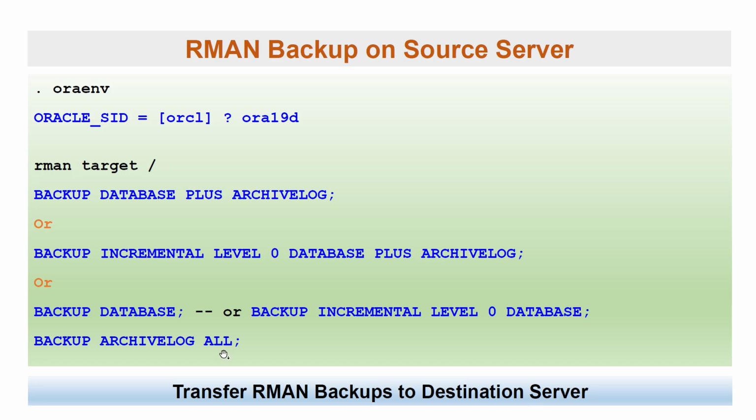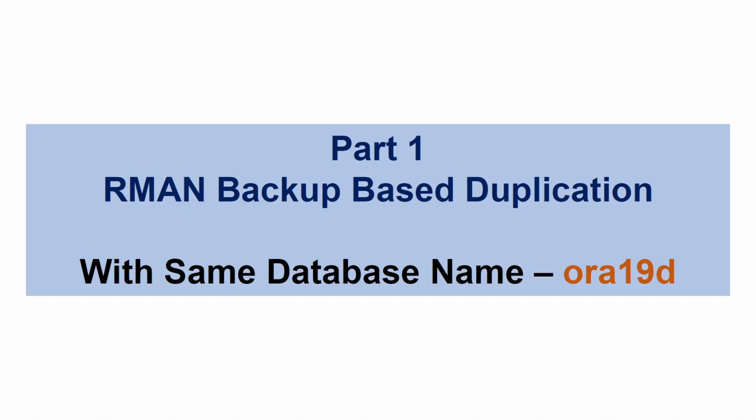Now, let me repeat. If you already have the RMAN backups, you can use those. If you don't have the RMAN backups, you can use these commands or a combination of these commands to take the backup. Once the backups have been taken, transfer those backups to the destination server. Once that is done, you are free to log off from the source server. The next steps we will be performing on the destination server.